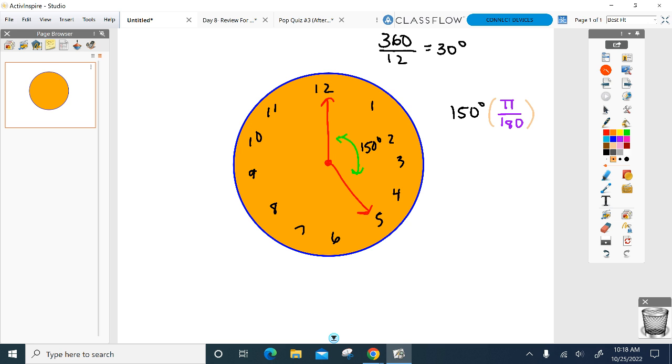We always keep the pi in our answer when we go to radians. And now I just look at the calculator and do 150 over 180, and it'll reduce it for me. And Tim, I think you already did. What was that again? 5 over 6. 5 pi over 6. So that's what that angle is in radians.